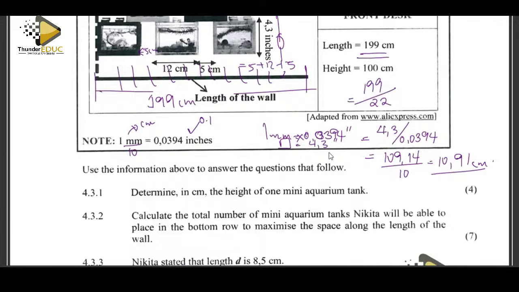When you divide by 22, you end up having 9.04. We are not interested in this. We are interested in the final answer, which is what? 9. Final answer, it's 9. 9 aquariums that will fit there.